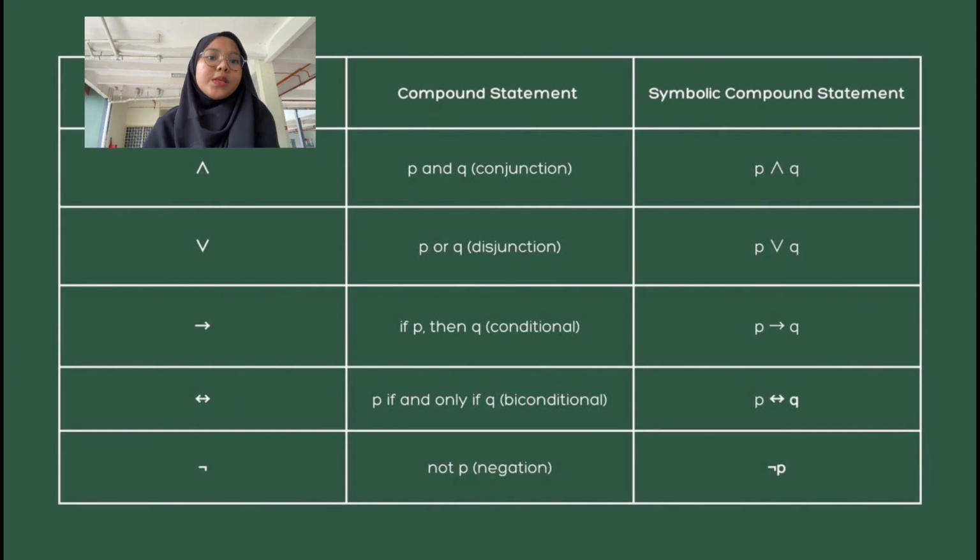The first compound statement is P and Q, which is conjunction. P or Q, disjunction. If P, then Q, conditional. P if and only if Q, biconditional. And not P, negation.